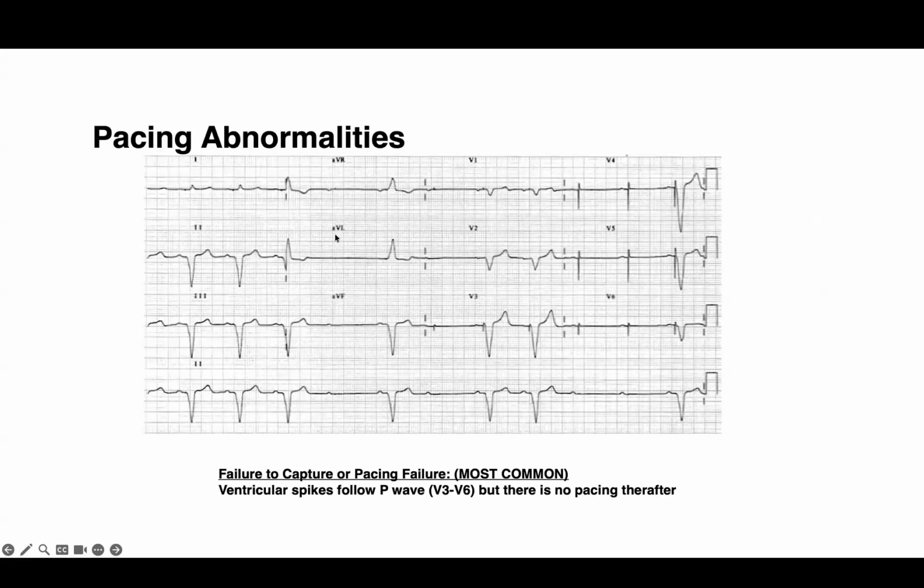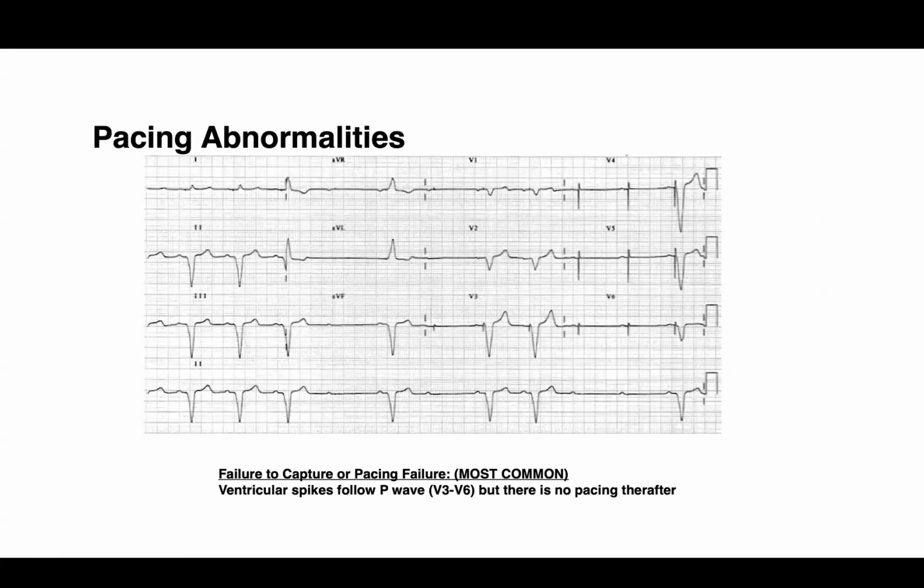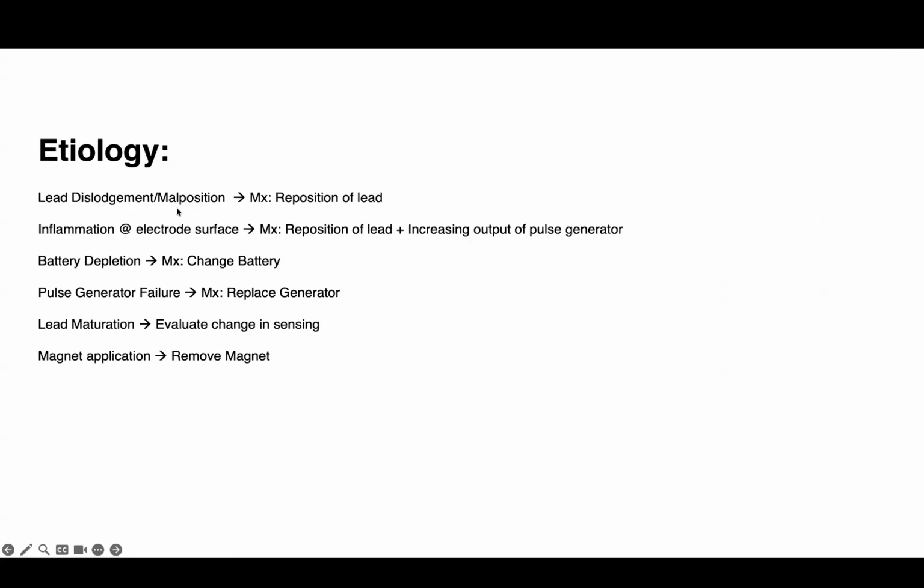So pacing abnormalities, the first one you need to keep in mind is failure to capture or pacing failure. This is supposed to be the commonest. So the ventricular spikes follow P wave, but there is no contraction thereafter. So here you can see there is pacing, but no contractions. So when they keep this ECG, the next question they ask is what are the etiologies? So one, it can be because of lead dislodgement or malposition. So management is reposition. Inflammation at the electrode surface, again, you will need to reposition and increase the output of the pulse generator. So that is why I told between 0.8 to 20 is what you can adjust.